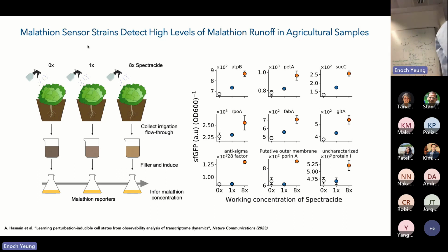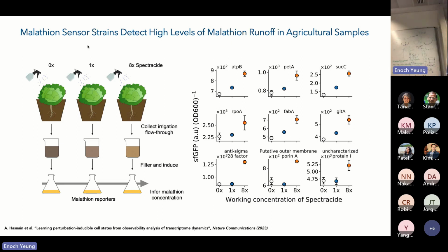compound that has, or the pesticide that has malathion that's found in Home Depot. Do you guys have Home Depot here? Not really. Really? Okay. But at Home Depot, you can go and buy a bottle of Spectracide. You can't buy purified malathion.